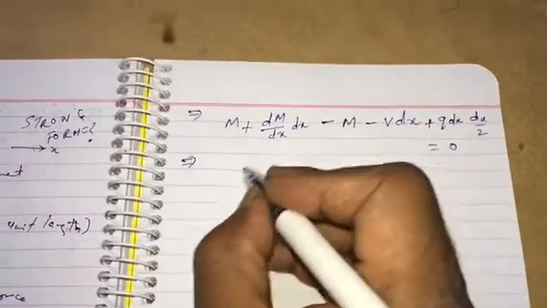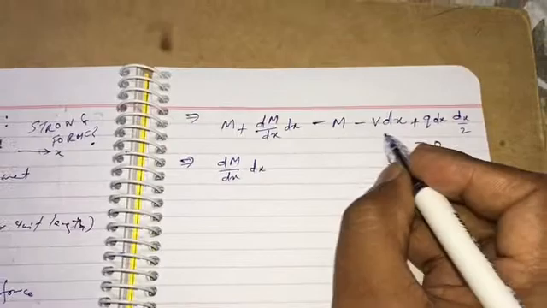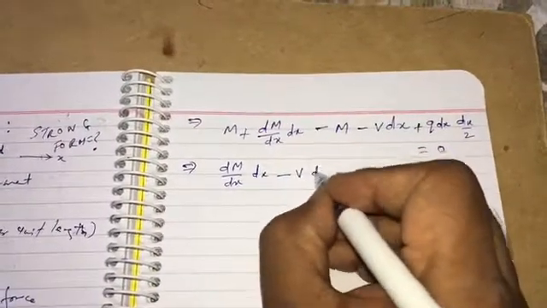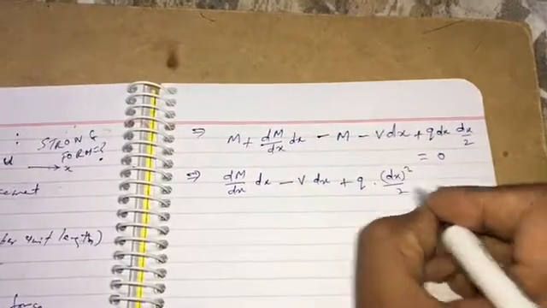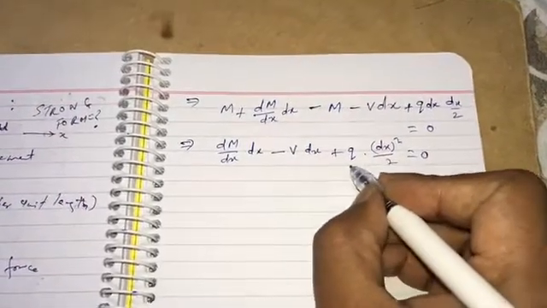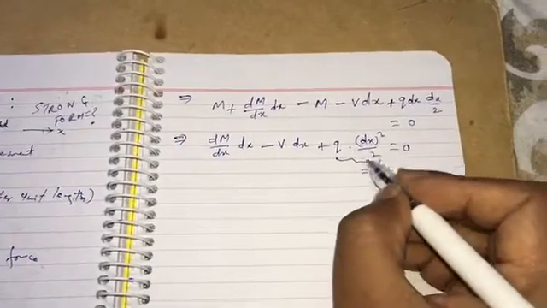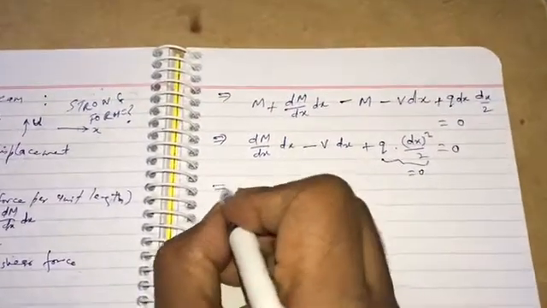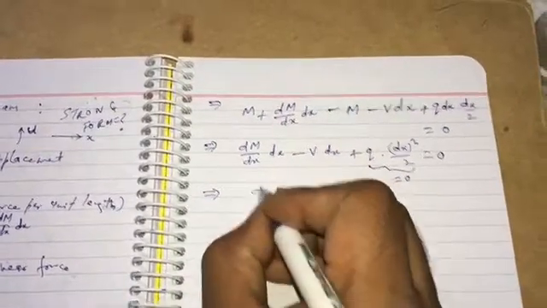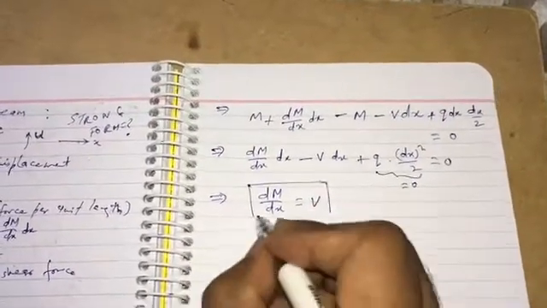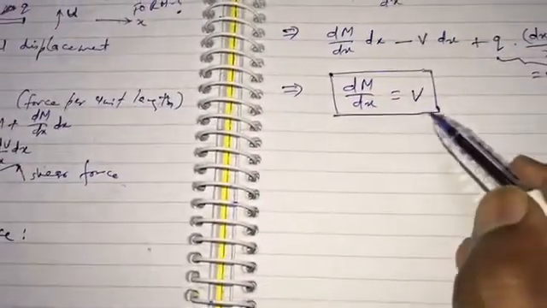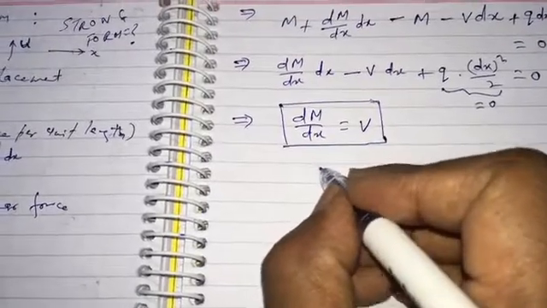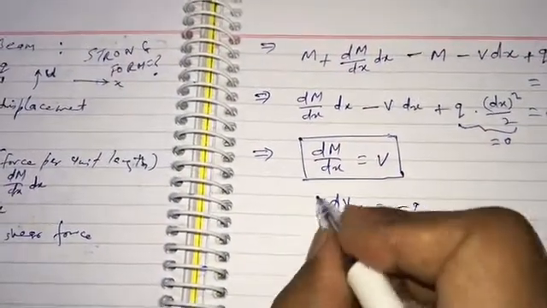So what do we get? M minus M cancels out, so we have dM over dx, then we have minus V dx, and then plus Q dx square over 2 equal to 0. Now this is a second order term, dx square, so we will neglect it. What we get simply is dM over dx equal to V. This is the second relationship we get for the force balance. The first one was dV over dx equal to minus Q, and the second is dM over dx equal to V. So we combine them together, and what do we get?